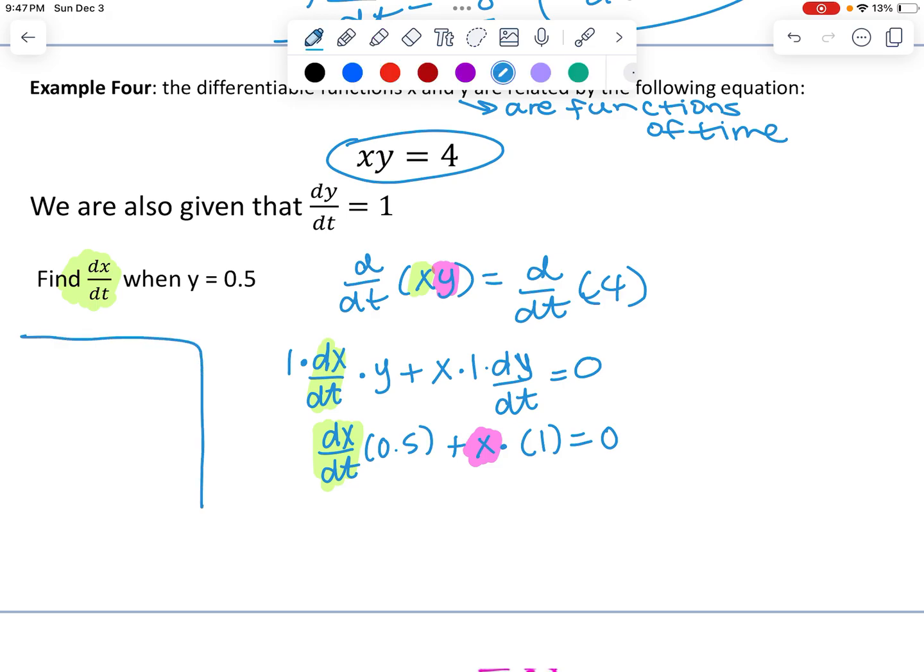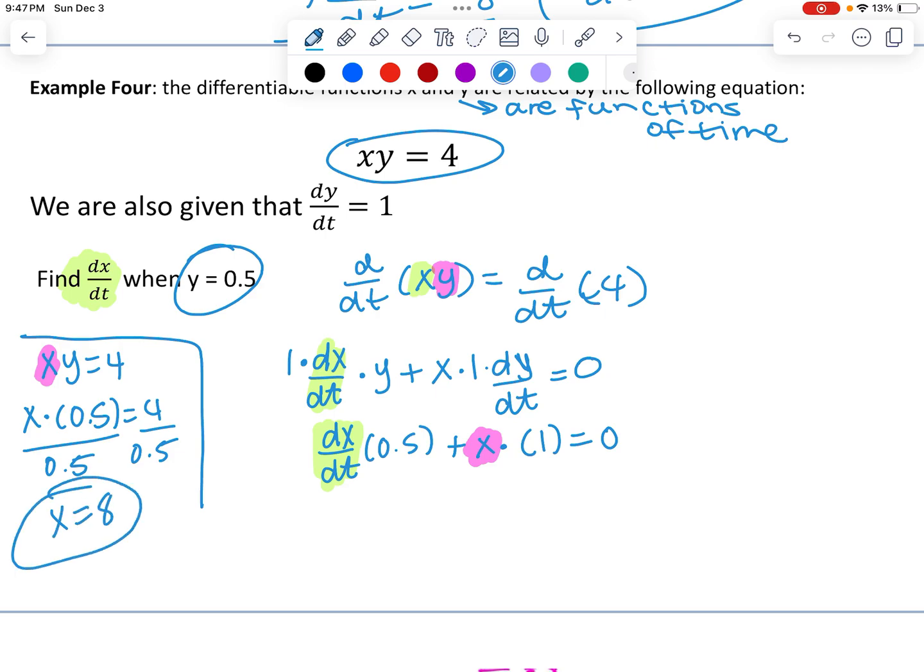So I go over here and look at the original equation. I know that x times y equals 4. I want to figure out what x is, and I can do that because I know y is 0.5. So I'm going to do x times 0.5 equaling 4. If I divide by 0.5 on both sides, I get x equals 8. And so I actually do have that piece of information. So I'm going to do dx/dt times 0.5 plus 8 times 1 equals 0.